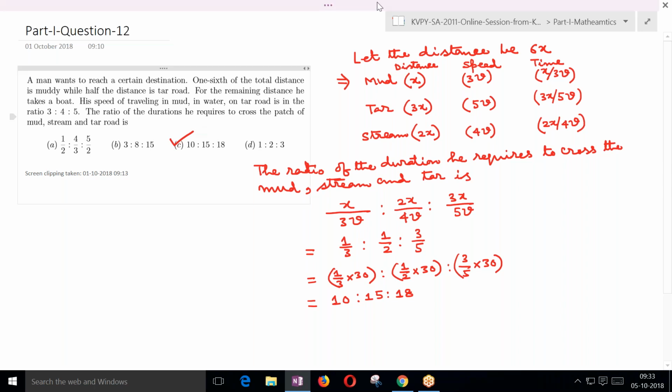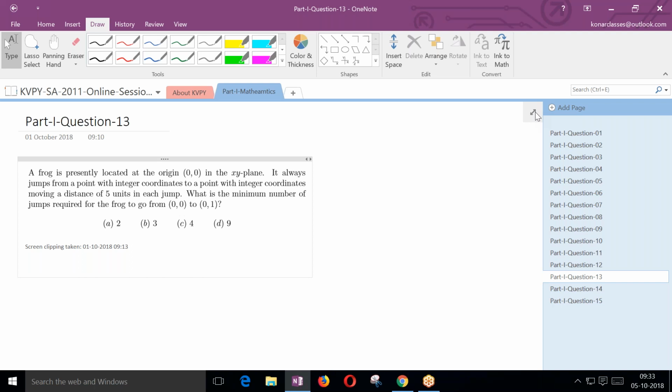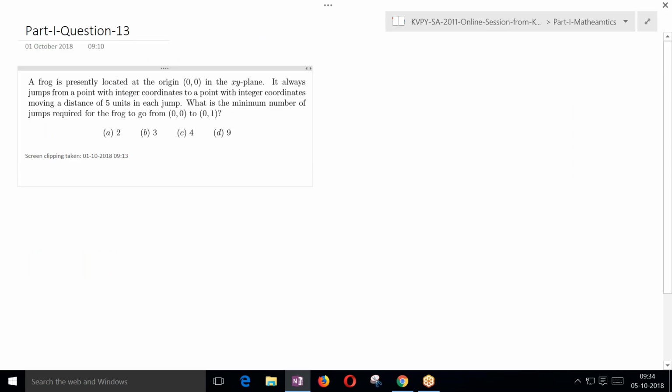Next question is question number 13, and it says something like this: a frog is presently located at the origin 0, 0 in the xy plane. The moment I read this statement, we can visualize this. Suppose this is the coordinate axis.